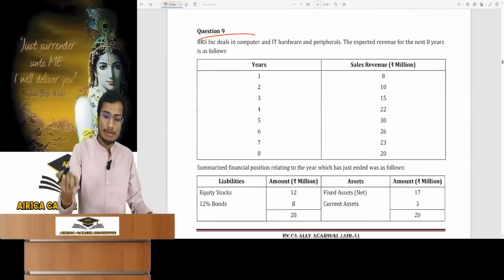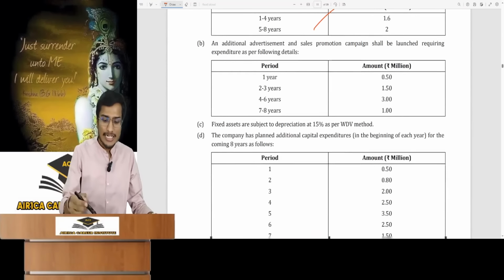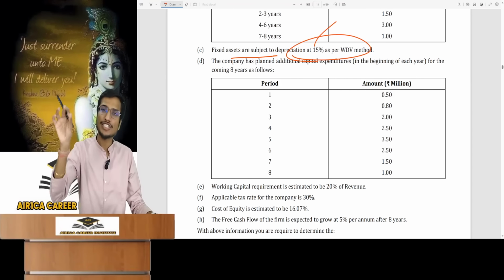Next, there's a good question. It's very easy, but it looks big. In this question, future sales are given. Future expenses. The future depreciation rate is mentioned, then prepare a depreciation table.